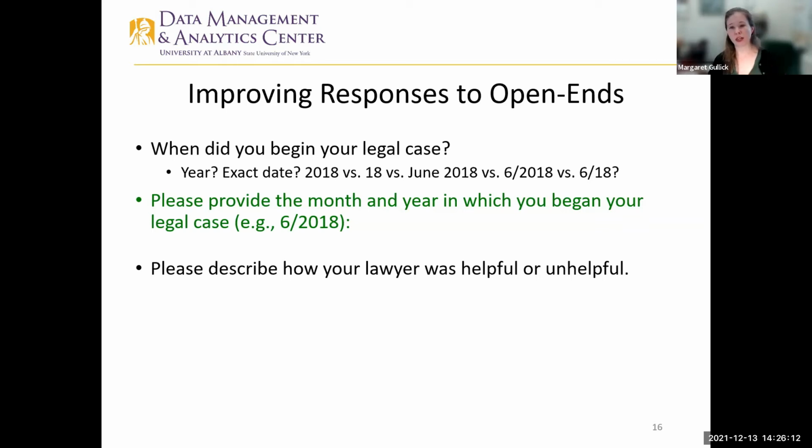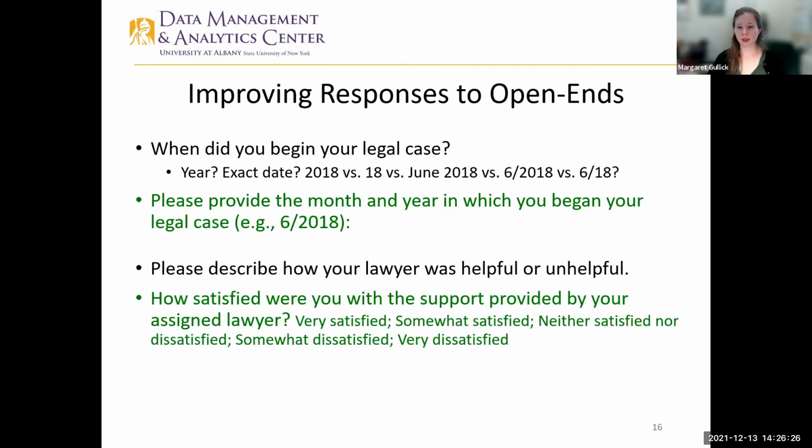Second, for that idea of motivating text, if you just say, please describe how your lawyer was helpful or unhelpful, that's a lot of work for me to think of and come up with words about exactly how my lawyer was helpful or unhelpful. Instead, you can do something that's a little bit more staged. So if you ask someone first, how satisfied were you with the support provided by your lawyer? Very satisfied to very dissatisfied.